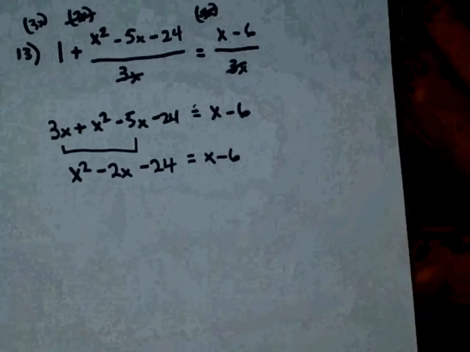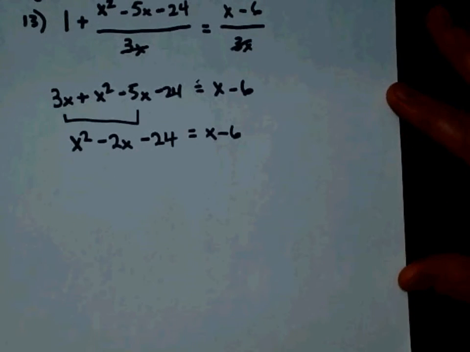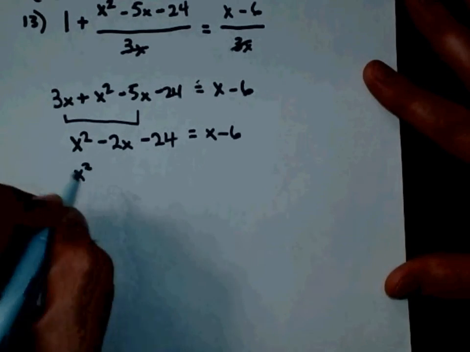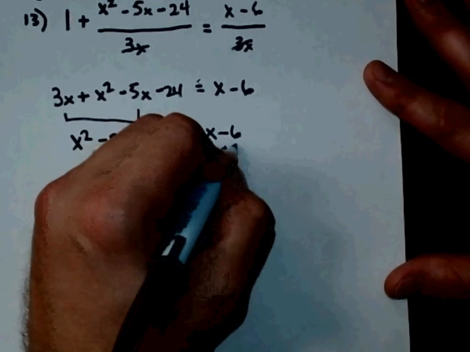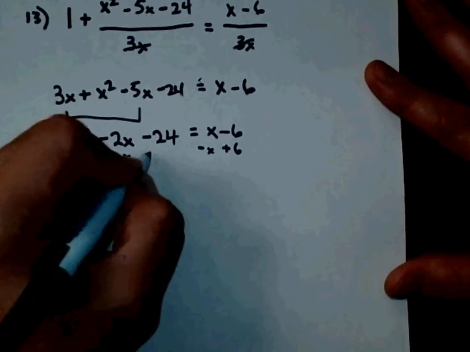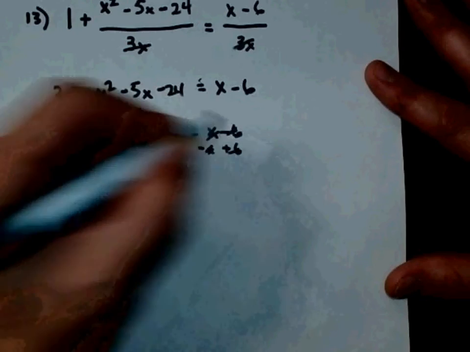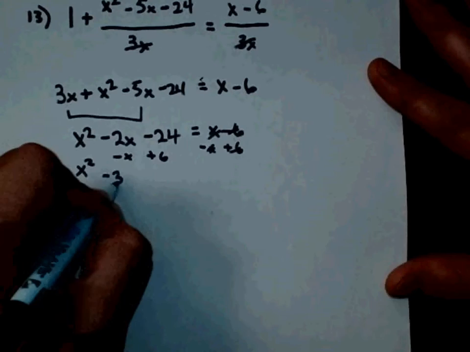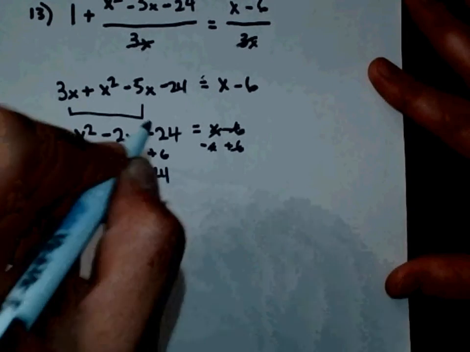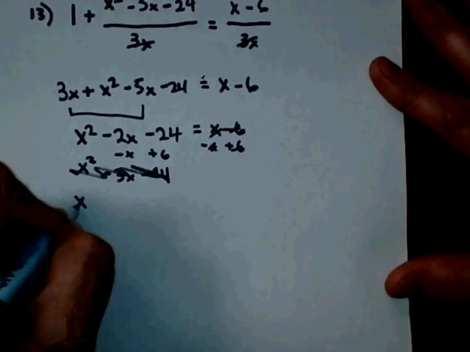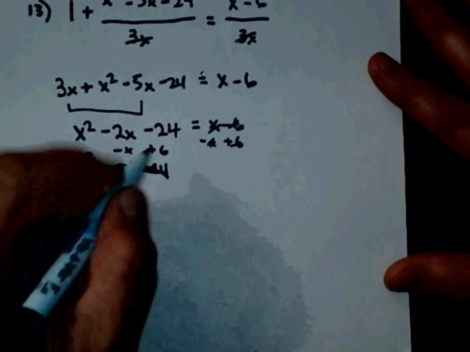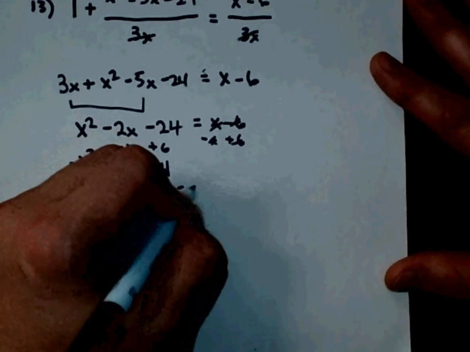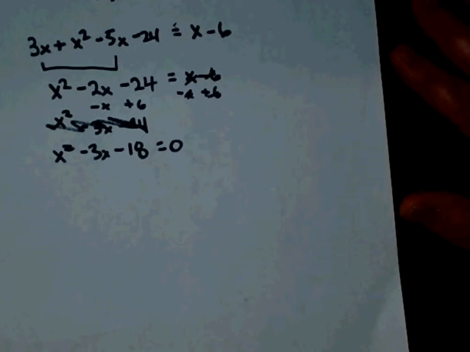And now I have the ability to go ahead and get this into the equals 0 form. So I subtract the x from both sides, and I add the 6 to both sides. So I subtract the x here, add the 6 there. This is going to cancel out, and I'm going to be left with x squared minus 3x minus 18 equals 0. Sorry about that.